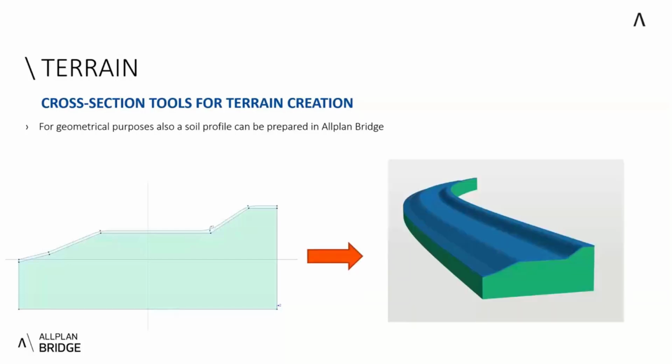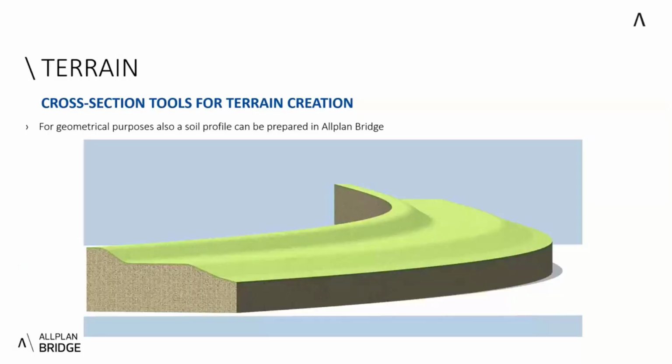This is how the model is then shown in Allplan Bridge once it's extruded. And of course, once we apply different visualization features, we see that we have a nice grassy representation on the top side, and to the lower side, we have this nice earth representation.